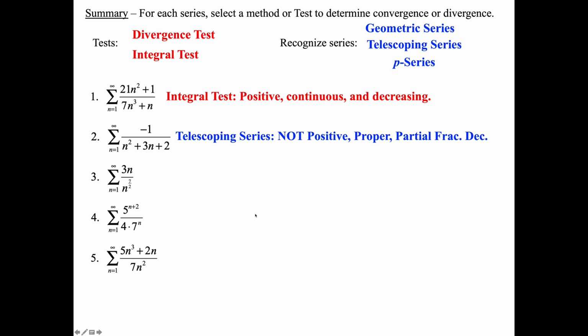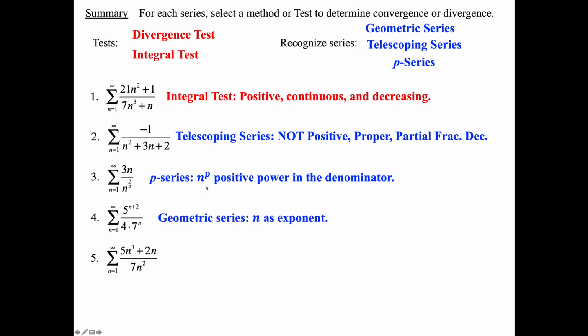Okay, number 3, let's see. Well, we're going to have a p-series here because we have n raised to positive powers. So you would want to go 1 minus 7/2, so that's n to the 5/2, so that 5/2 is greater than 1, that would converge. Here, now my n is in the exponent position, so that's going to be geometric series.